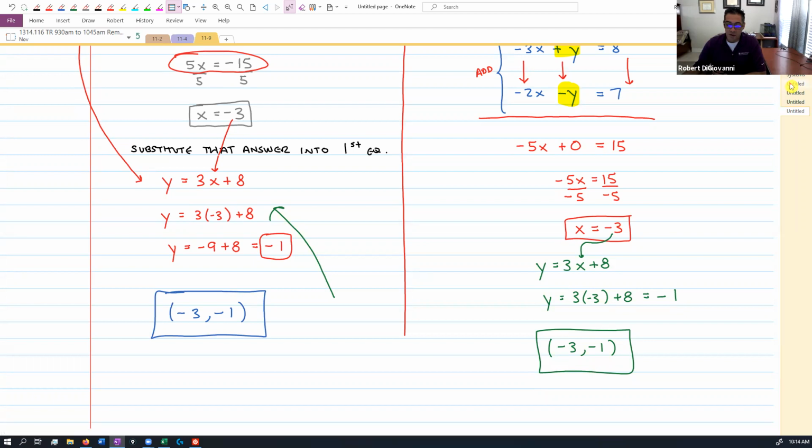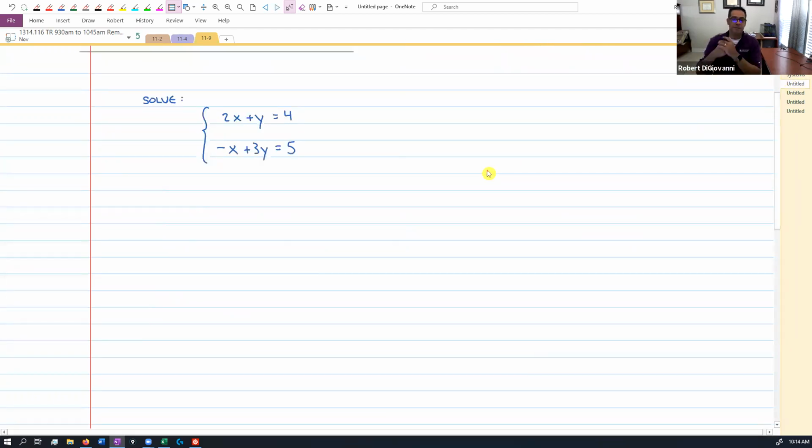All right. So let's do our next example here. Let's think about substitution first. If we do substitution, the first thing we have to do is pick one of these equations and solve it for x or y. So I'm going to do substitution right here. Which equation do you want to pick? And what variable do you want me to solve for? And why? Someone tell me.